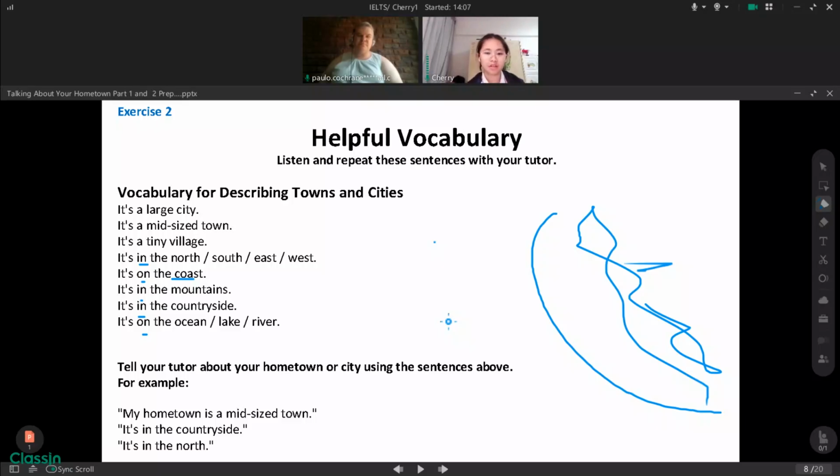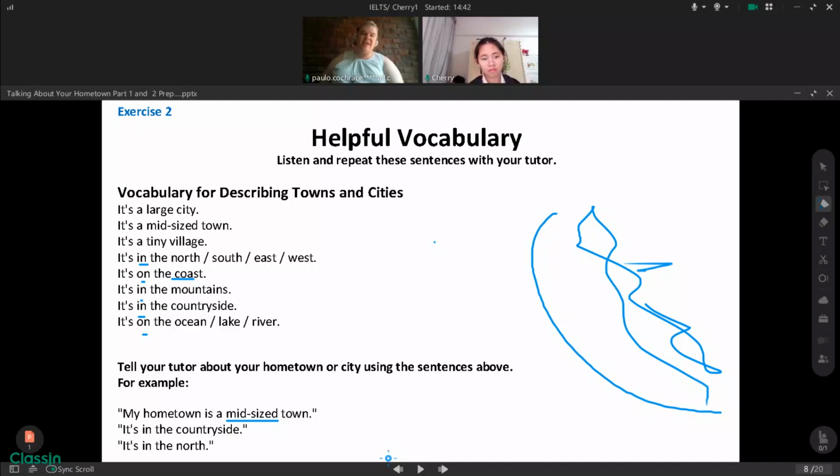My hometown is a mid-sized town, and it is in the countryside. It is in the south, and it is near the river. And in my countryside, there are many mountains around the city.